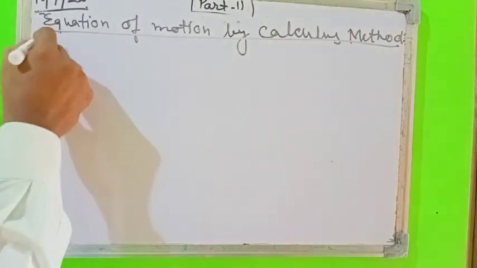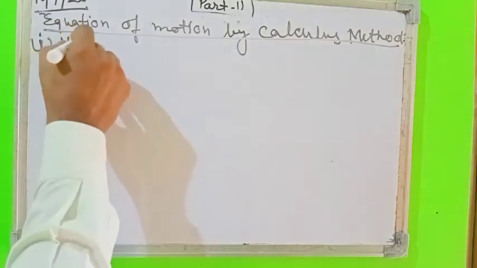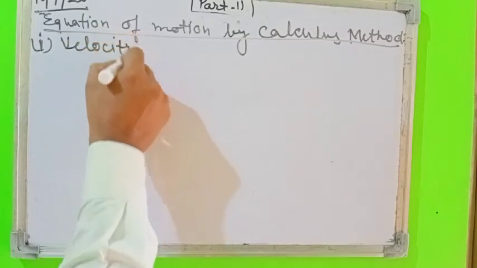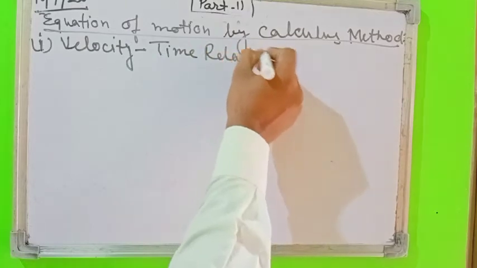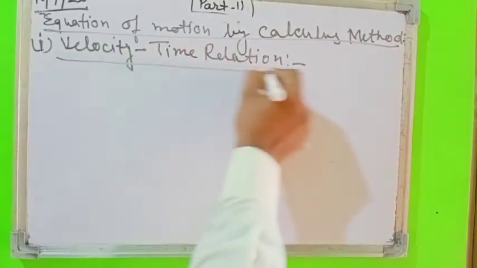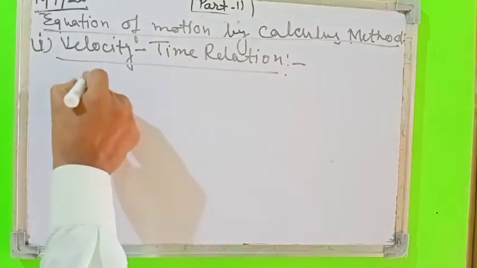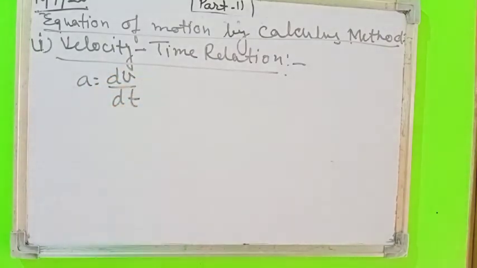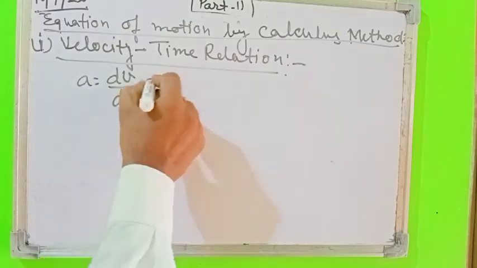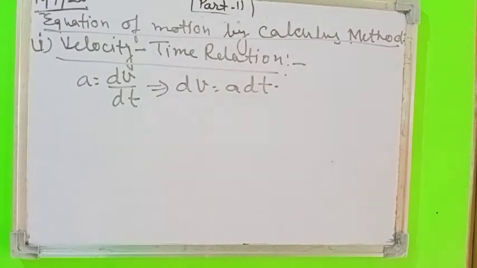First, that is velocity time relation. As we know that acceleration a is equal to dv upon dt, and from here we can find that dv is equal to a into dt.